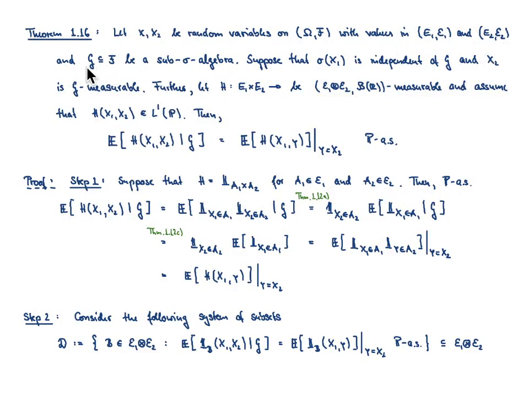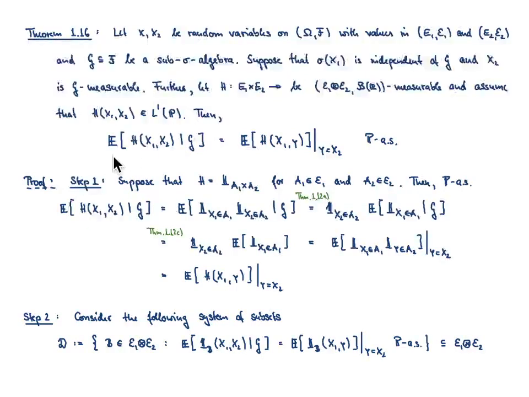Moreover, I assume that G is a sub-sigma-algebra of F as usual. And now I suppose that the sigma algebra generated by X1 is independent of G, whereas the random variable X2 is G-measurable. Moreover, I consider a function h which maps this product space E1 cross E2 to R. This should be E1 tensor E2 comma B(R), so this is a Borel measurable function. And I would like to assume, in addition, that h of X1 comma X2, that random variable, is integrable.